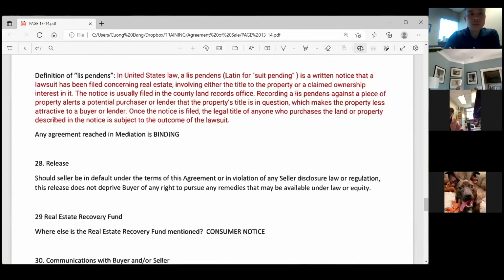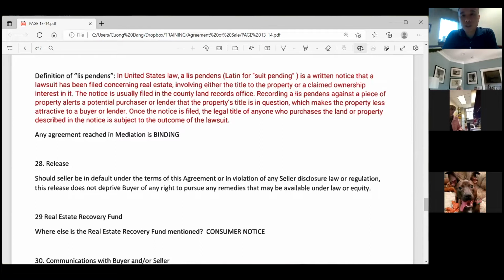Definition of lis pendens. In United States law, lis pendens, Latin for suit pending, is a written notice that a lawsuit has been filed concerning real estate involving either the title to the property or a claimed ownership interest in it. The notice is usually filed in the county land records office.